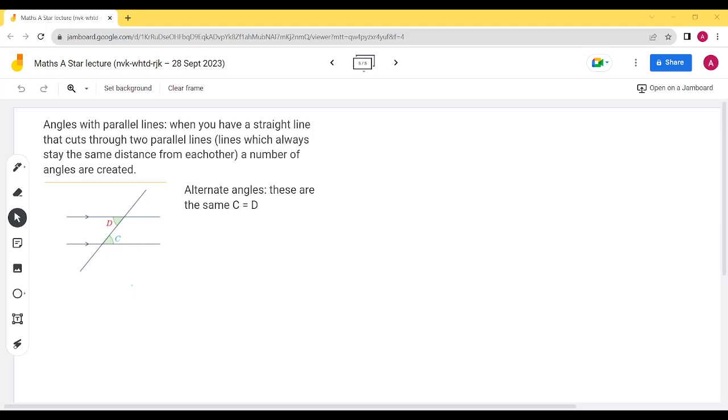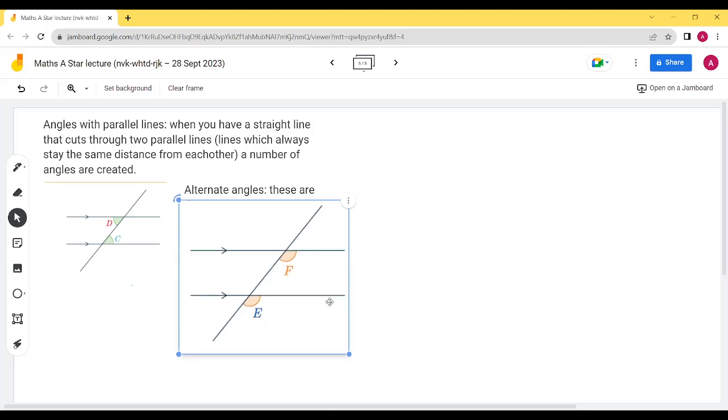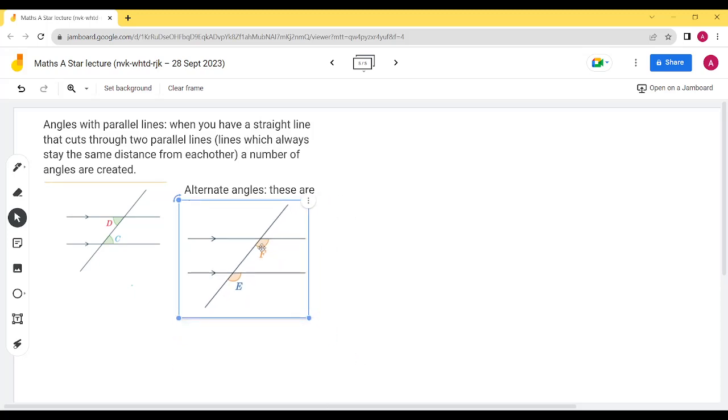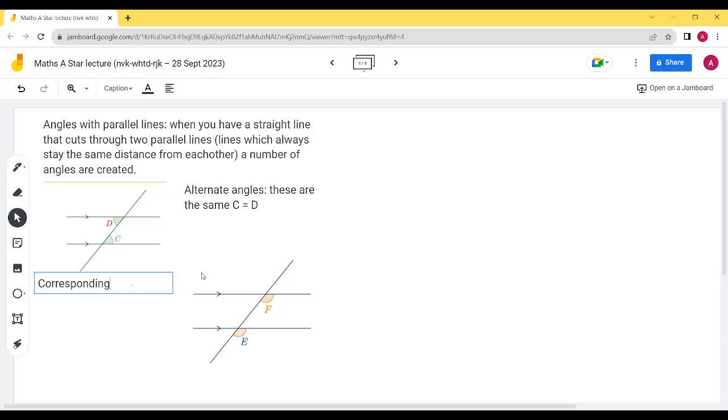So the next angles we are going to look at are called corresponding angles. Corresponding angles are the ones that, in effect, correspond: they're in the same part of the shape above and the shape below. And so corresponding angles are also the same.